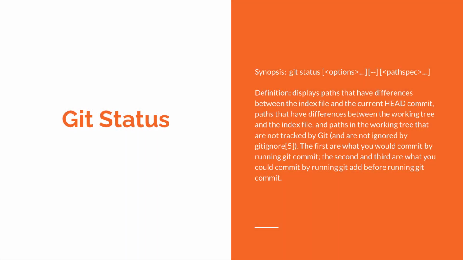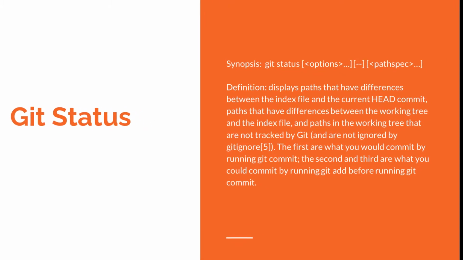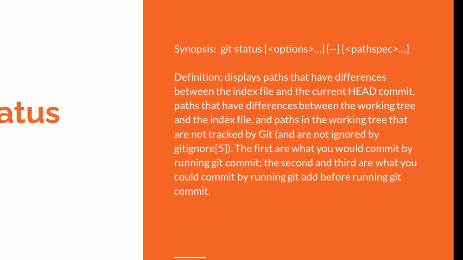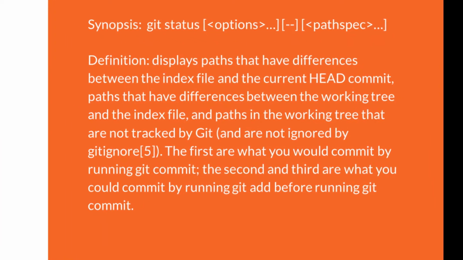The first command I want to talk about is Git Status. Git Status will basically tell you the status of the repo you are in. It will tell you if you have any changes that you need to check in, or if you have merge conflicts, or if you are all up to date.